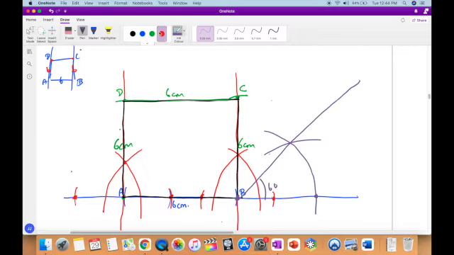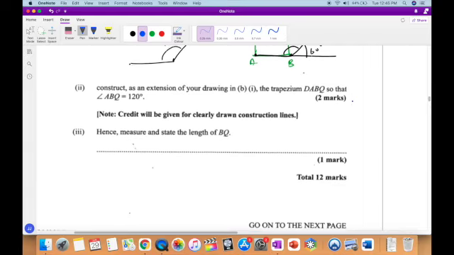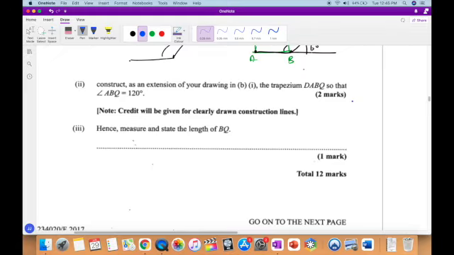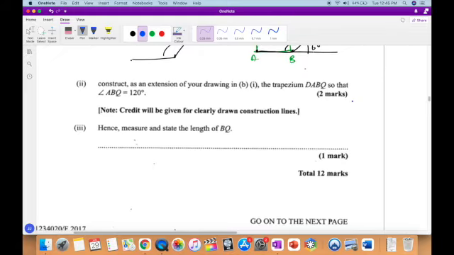That means that this angle is going to be 120 degrees. And all I really need to do is put my ruler from the point D to the point C and extend this line to meet here, and this is the point Q. And now I've done that, I have drawn a trapezium with 120 degrees, added on to my original image, and hence measure and state the length of BQ.